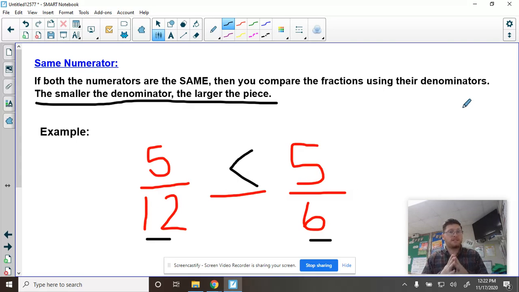Fractions don't make sense sometimes when we're trying to explain them. The smaller your denominator is, when you have 2 of the same numerators, this fraction would actually be larger.